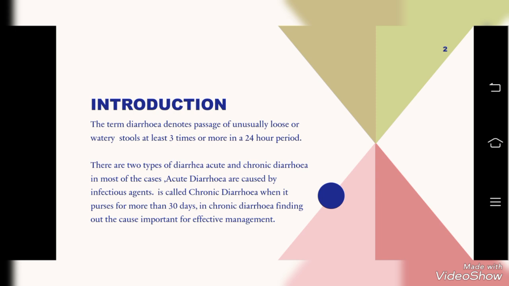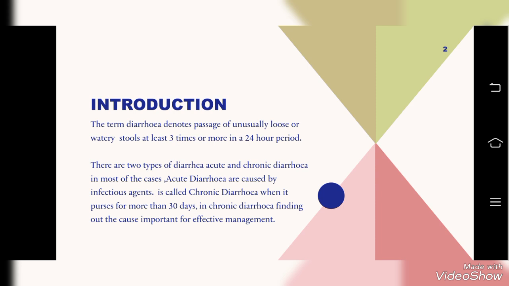So before going through the drugs that are used for the management of diarrhea, we should have a correct idea about the condition diarrhea. So we know that it is an abnormal condition. Here, the passage of unusually loose or watery stools at least 3 times or more in a 24-hour period can be seen in a person with diarrhea.